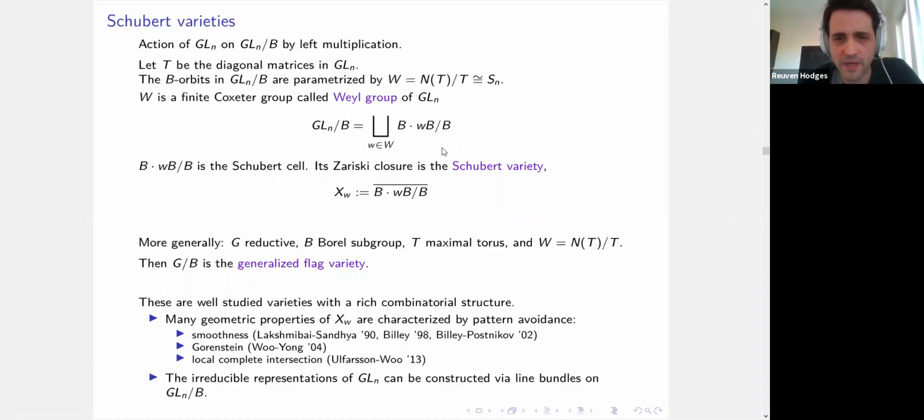And then the other thing that I'll mention, that comes up a little bit later, is that the irreducible representations of GLN can be constructed via line bundles on GLN mod B. And this is true more generally for the G mod B case. So this will be important a little later on. Okay, so that's Schubert varieties.